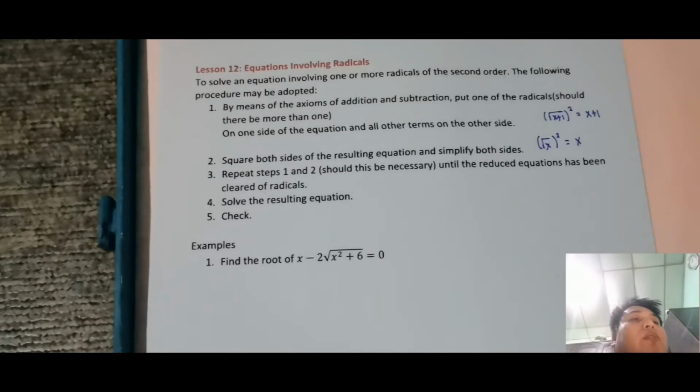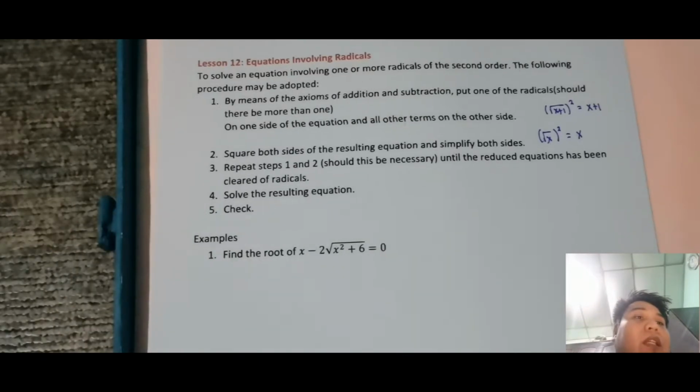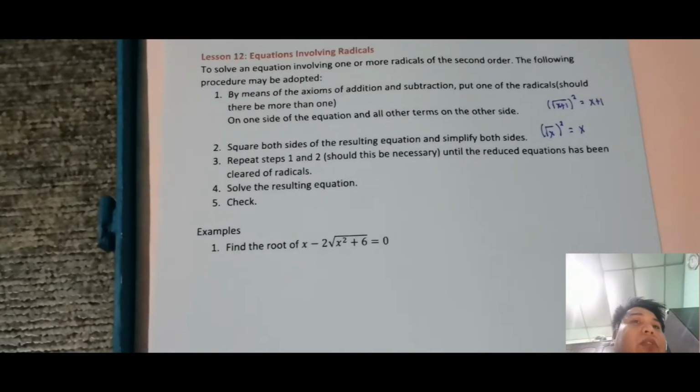So, until the reduced equation has been cleared of radicals, solve the resulting equation. So, meaning kung paano natin solve yung last time sa linear equation, solve mo lang, then check. Okay, so dito mas mabuti lagi i-check natin. Bakit? Kasi possible dito may extraneous roots eh. Usually, pag mga negative yung values. Okay, so let's start para mas maintindihan natin yung sinasabing procedure na yan.